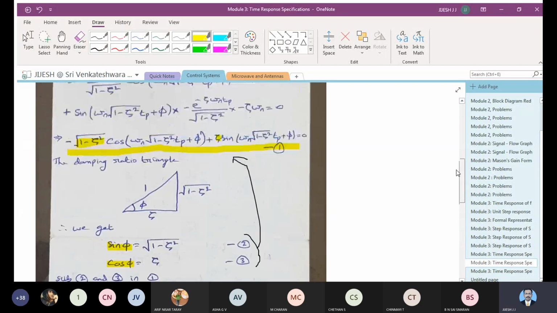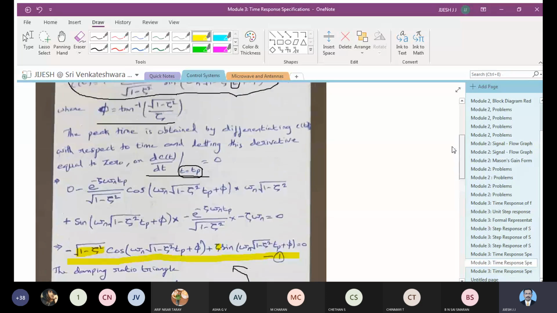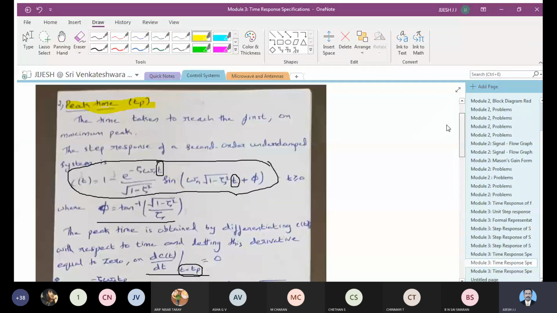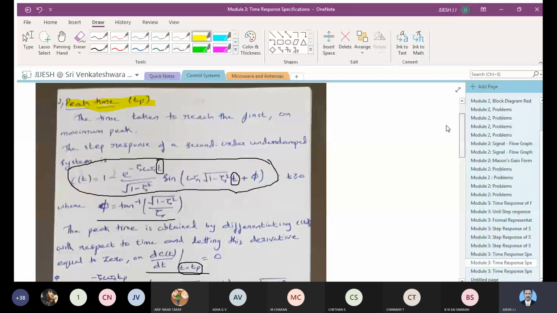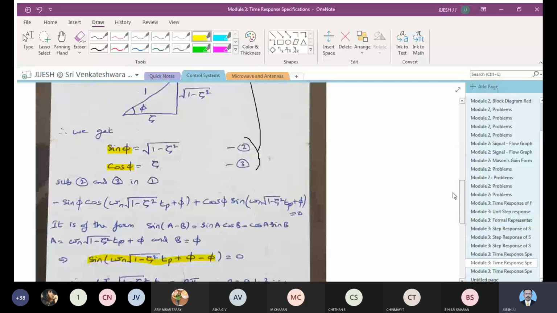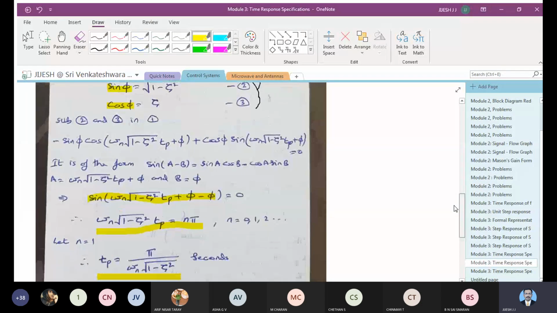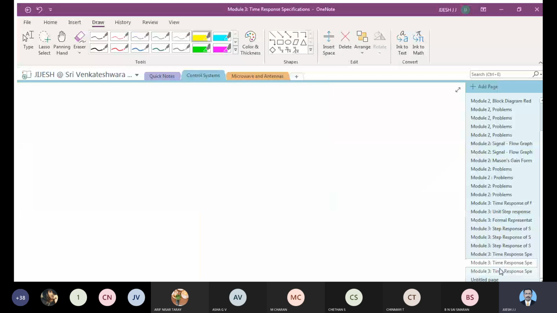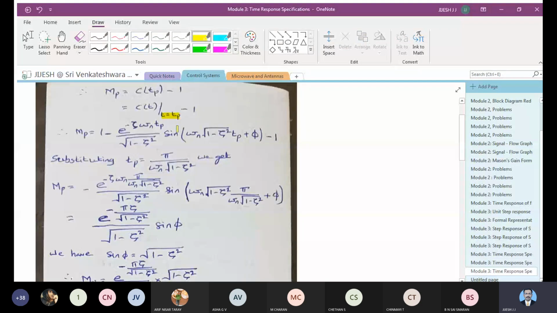In the previous derivation, we have seen that Tp is equal to pi divided by omega n root of 1 minus zeta square. So we are just saying that t will be equal to Tp. This is the condition for C of t, that t is equal to Tp, then minus 1. So you can have Mp as C of t. What is C of t?